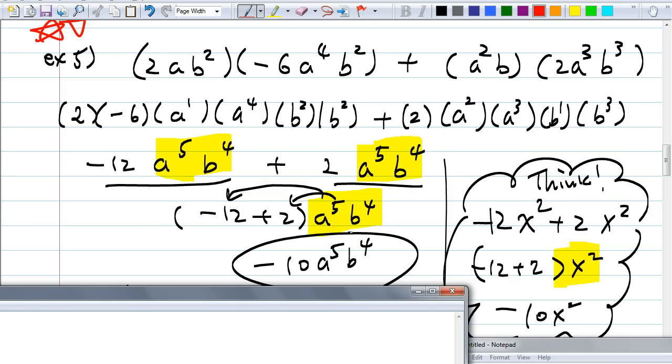Right? Do you see how you could get it wrong if you wrote negative 10a to the 10th, b to the 8th? Any questions? Jason, does that make sense now? Okay. May I move on? Yes, sir.